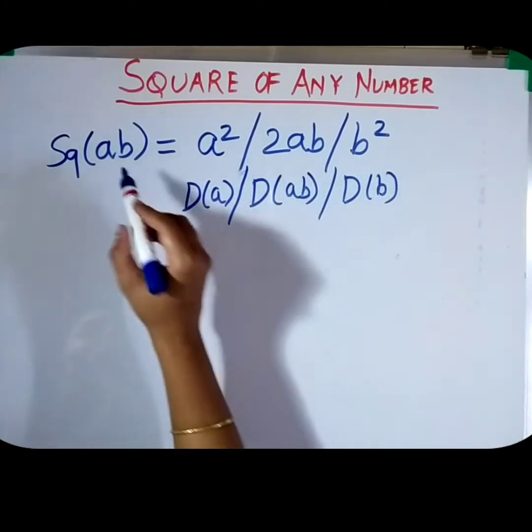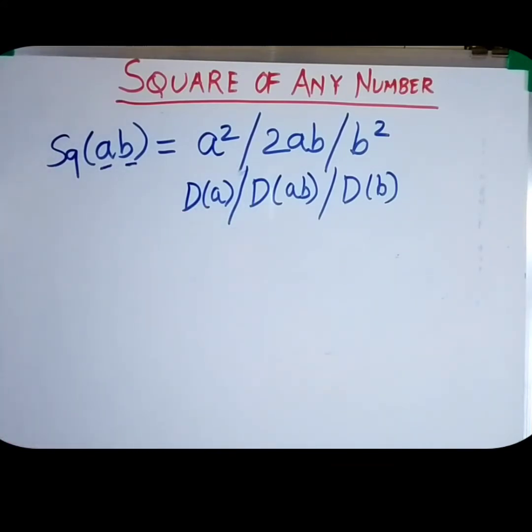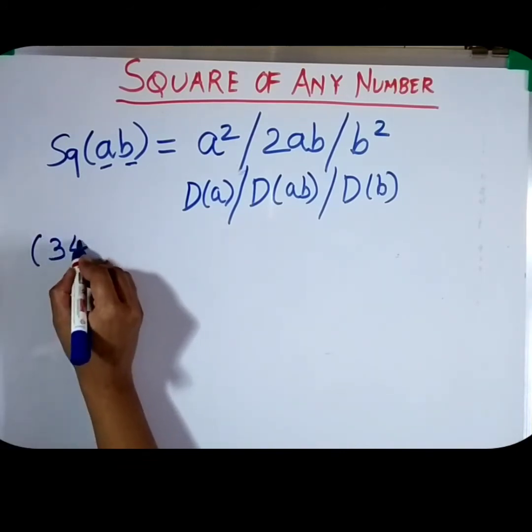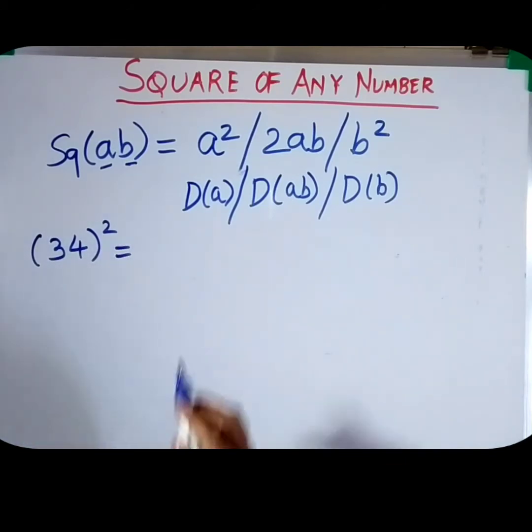But only the difference is we are taking the first single digit and then the last single digit. Okay, so this becomes your formula for squaring of a 2-digit number. Now suppose I have to find the square of 34. So the square of 34 is nothing but A square.